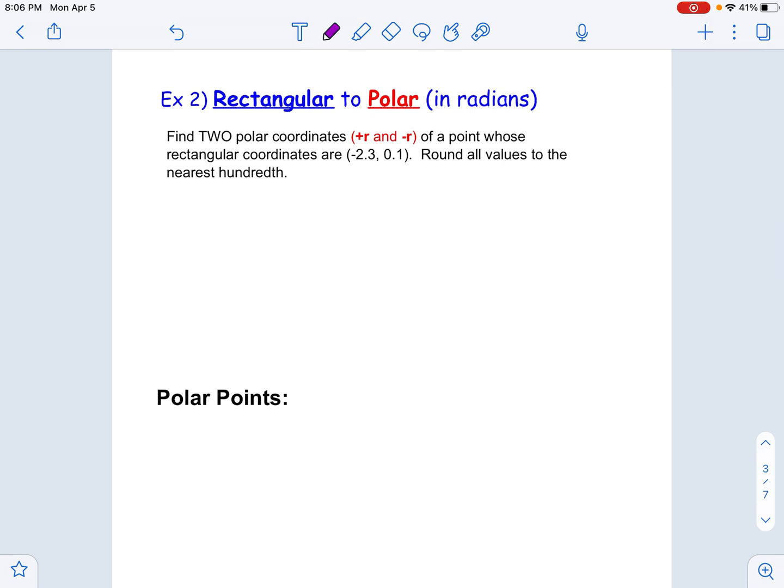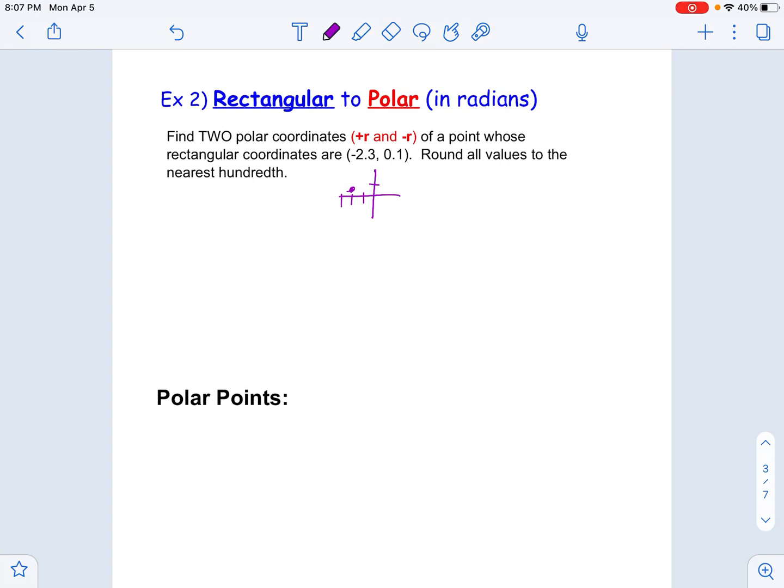So we're going to find two polar coordinates, one with a positive r and one with a negative r, of a point whose rectangular coordinates are negative 2.3 comma 0.1. All right, so again, just real quick, if I'm going negative 2.3 and up 0.1, that would be somewhere in quadrant 2.